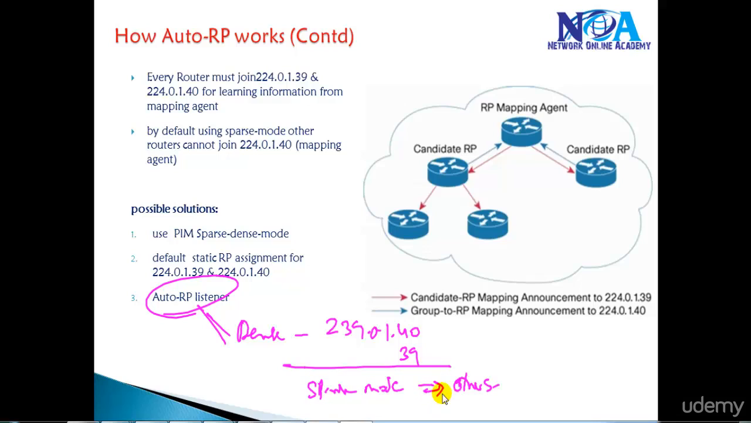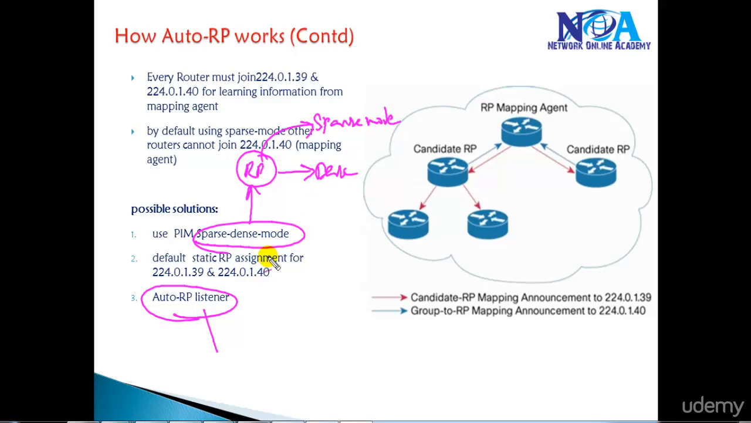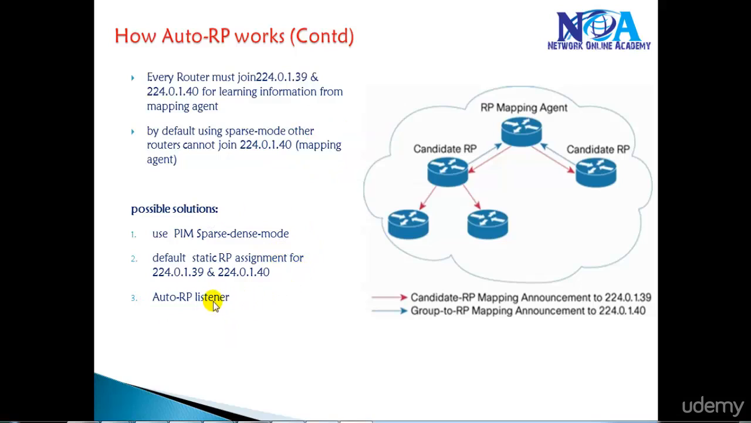Now the major difference between AutoRP listener and PIM sparse-dense mode is this: in the case of PIM sparse-dense mode, if the RP goes down, it is going to fall back to dense mode. If there is an RP, then it's going to use sparse mode. But if you are using AutoRP listener and the candidate RP goes down, it will not fall back to dense mode. That's the major difference between these two.